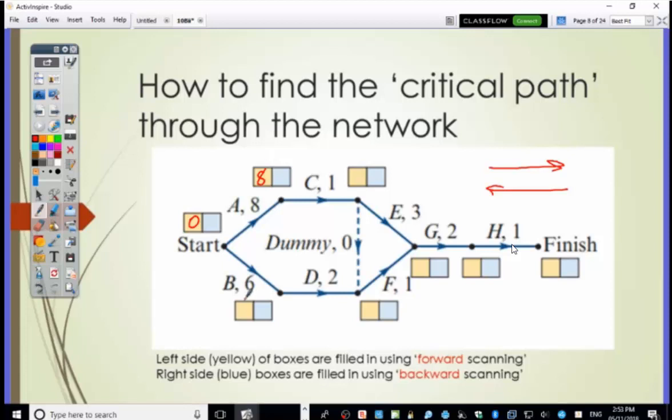Got it, Abby? 6. Here, 8 plus 1 is 9. Tina? 8. Now, be careful. 9 plus 0 is 9, or is it 6 plus 2 is 8? The answer should be 9. Thank you for pointing that out.